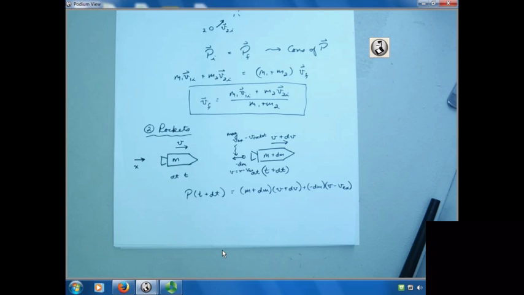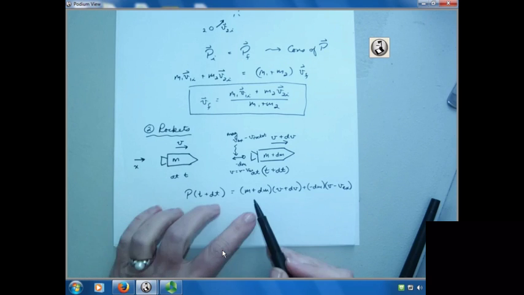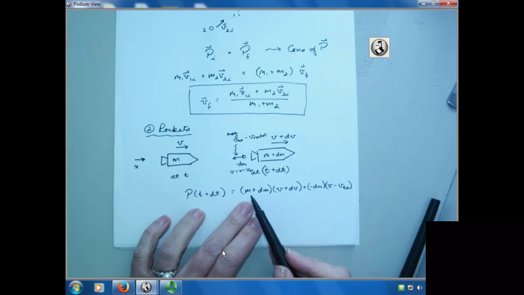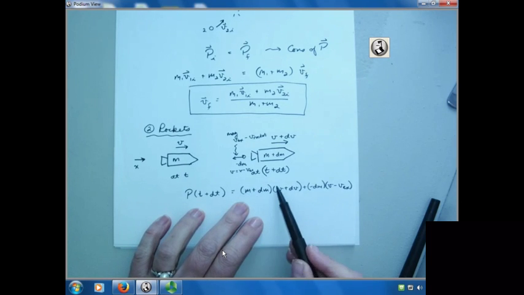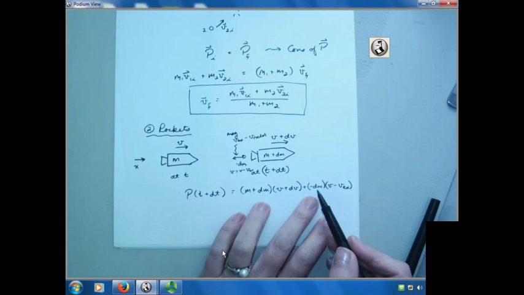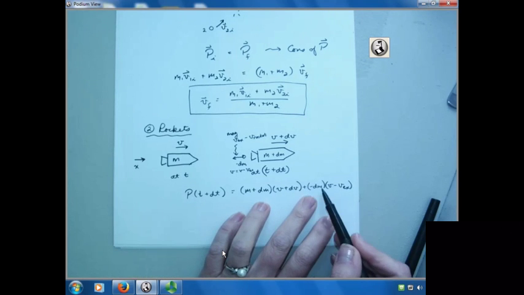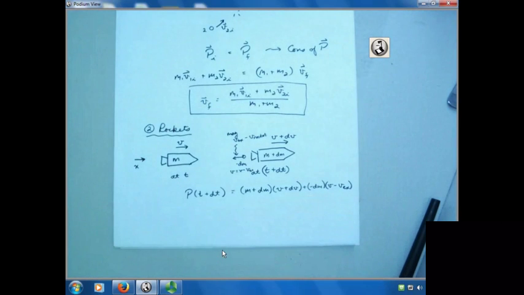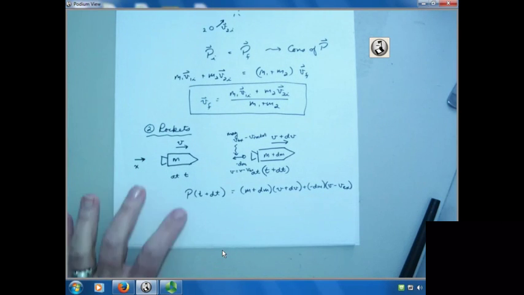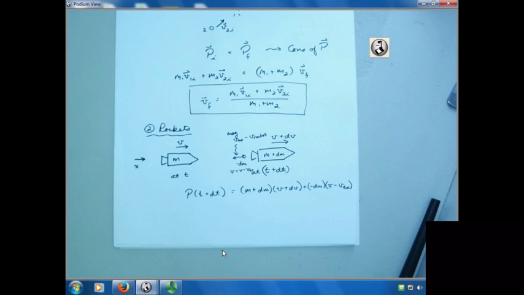Okay, so I'm going to go ahead and pick it up here. I would say there are some subtleties here. We've got the mass of the rocket at t plus dt times its velocity, plus the mass of the bit that has been ejected since t during the increment of time dt times its velocity in the x direction. So this gives me the x component of the total momentum of the system.